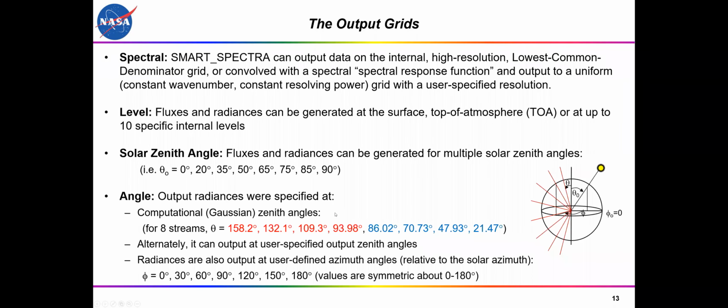Then azimuths in the code are resolved using Fourier modes. And so what one can do is, using those Fourier modes, it uses the same number of Fourier modes as you select in streams. So if you have 8 streams, it'll generate 8 Fourier modes in the azimuthal direction as well.